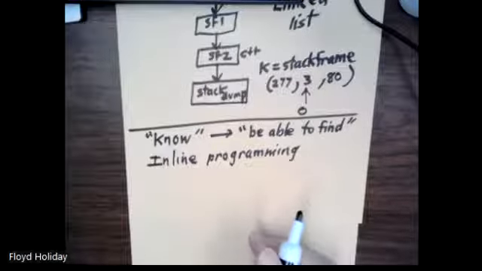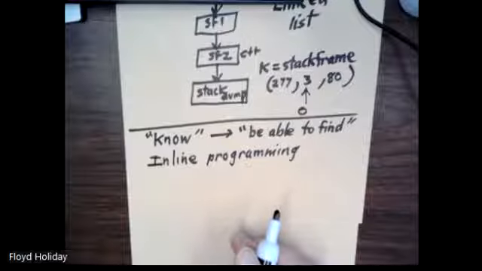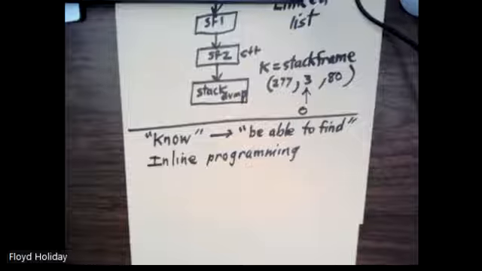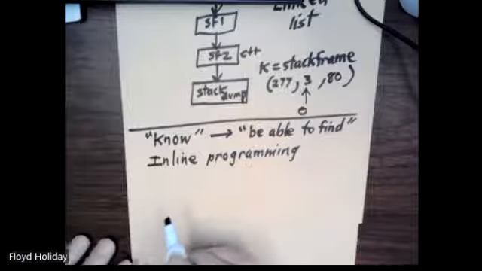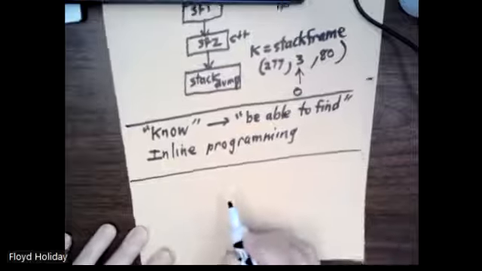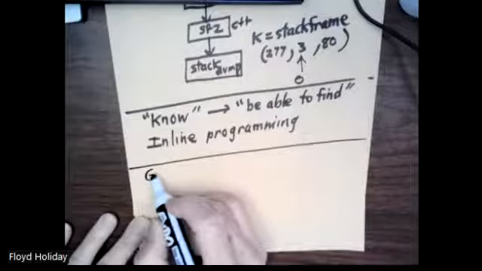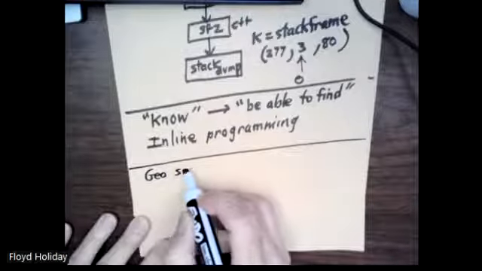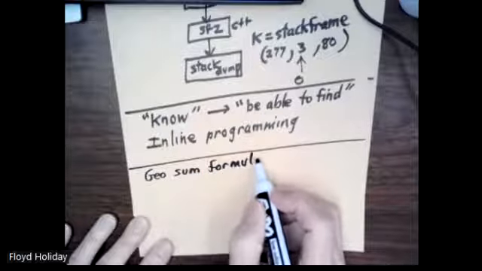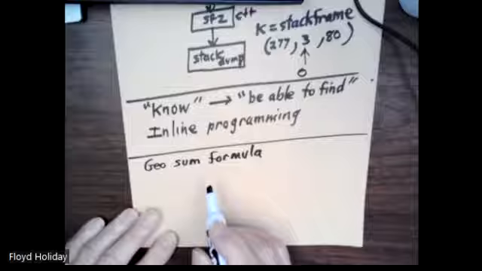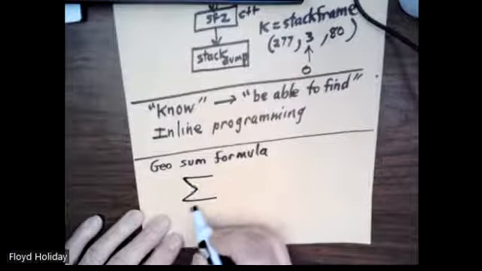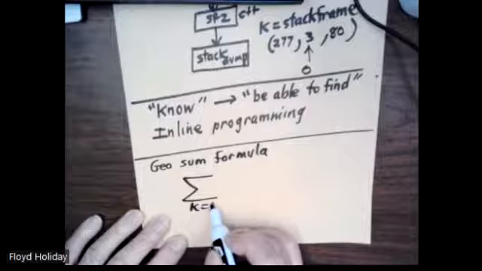Okay. Let me see, what else do we need? My list here. Somewhere I wrote down students should know the geometric summation formula. Geosum formula. And you can find it in any calculus book. It looks like this.